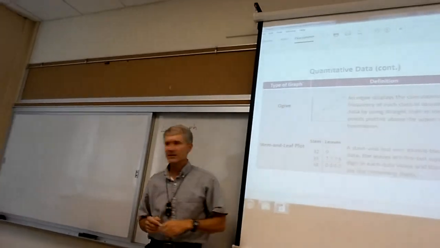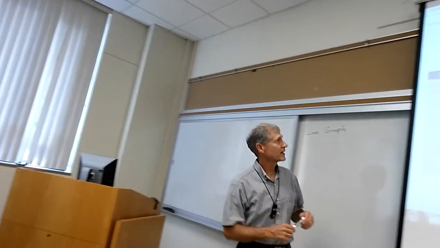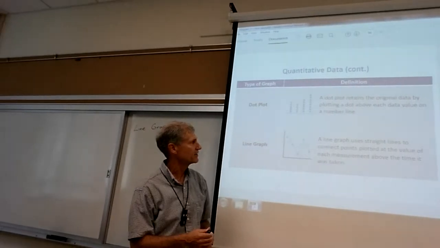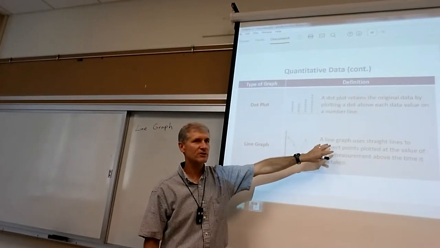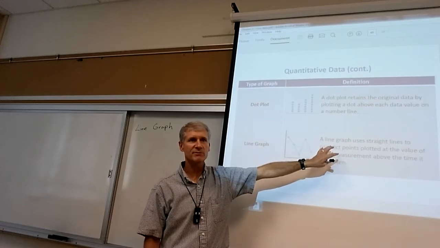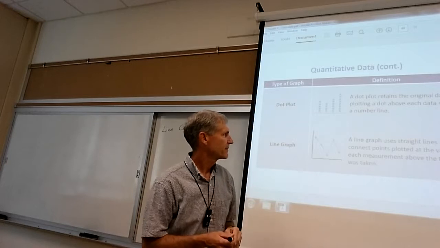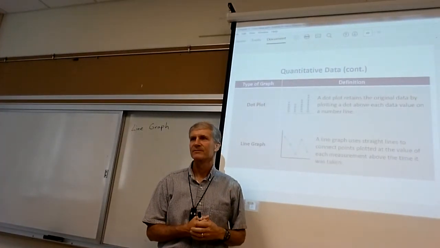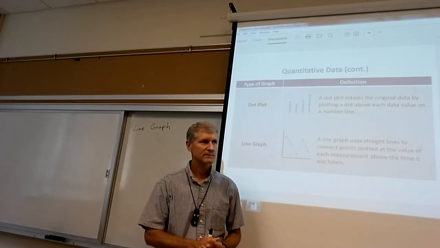And then we just talked about stem and leaf plot. And let's see, I guess we've talked about dot plot. It retains original data by plotting a dot above the data value. And the line graph, put down in your notes that this is also called a time plot or a time series. They do say that in the book, but that's what I'm used to calling it, so that's probably what I'm going to call it on a test. But line graph, time plot, same thing. Got it?